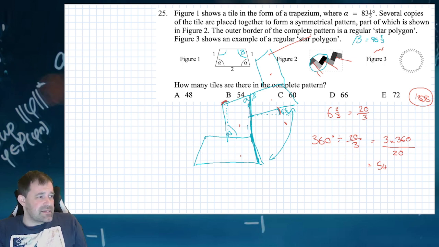Anyone got any ideas? Two to get a twist, 2 to get a twist, 2 to get a twist. I'm going to guess 54 unless someone can tell me otherwise, because I've got an answer that's there. And 6 and 2/3 goes in nice. Is it not 6 and 2/3? Maybe it's like... No, because if I make the angle smaller, I'm going to need even more tiles. Oh, hang on. Do you think it's 6 and 2/3 twice?